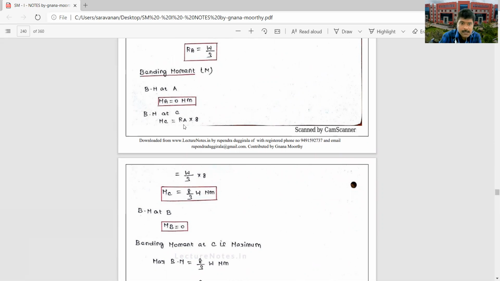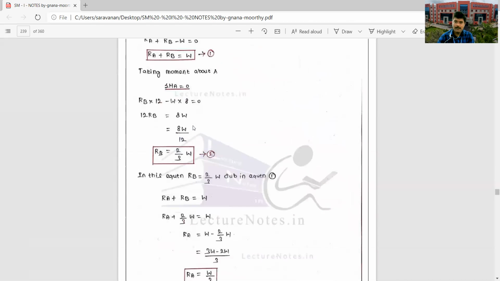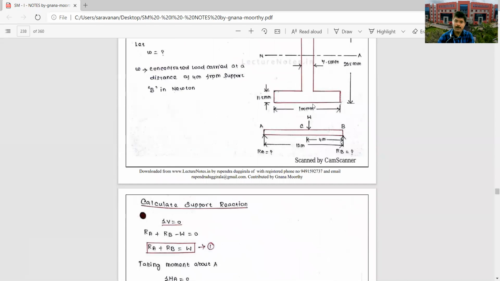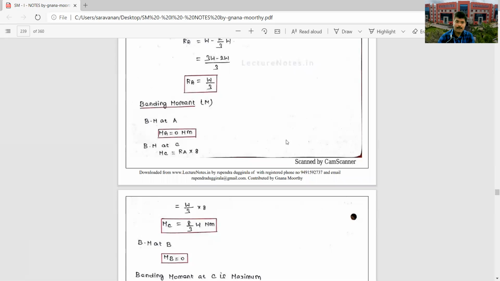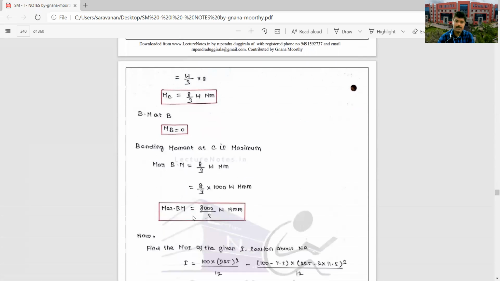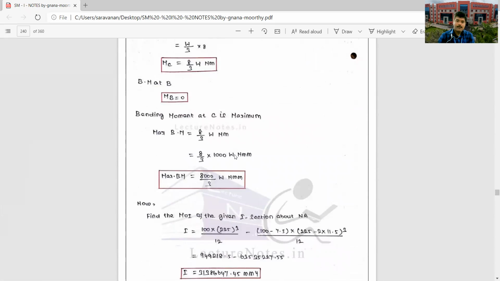And the bending moment at C. Moment at C means RA into the distance from A to point C, which is 8 meter. So here you can see in this diagram, point C. RA into this distance of 8 meter. So MC equal to RA into 8. RA value is W by 3, into 8, so 8 by 3 W is the bending moment at C. So the bending moment at C is the maximum: 8 by 3 into W Newton meter.